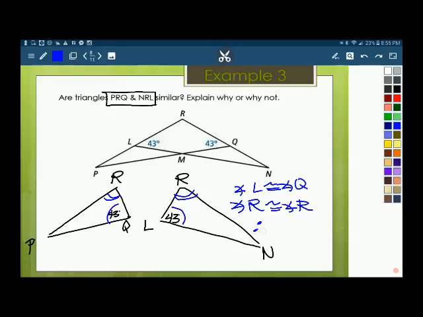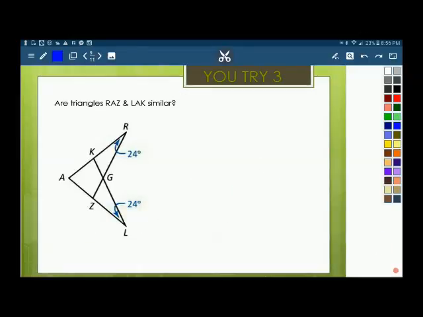So therefore, triangle PRQ is similar to triangle NRL. And when we explain why or why not, we can say by angle-angle similarity. Let's have you give this a try in your third and final U-try. Again, it may help if you draw the same figure but have the 2 overlapping triangles separated out. Give it a try.